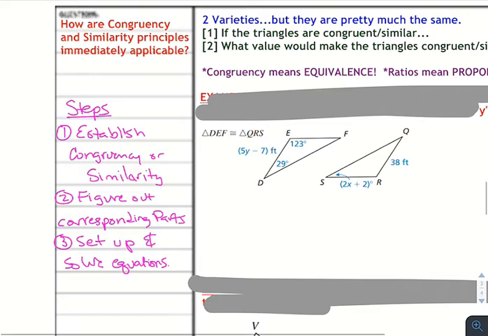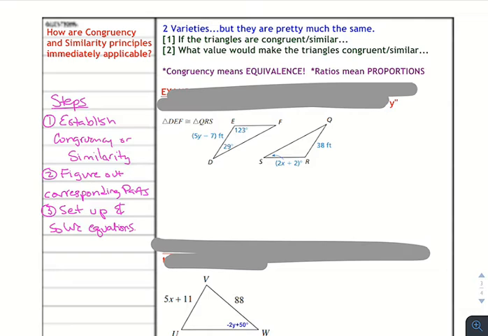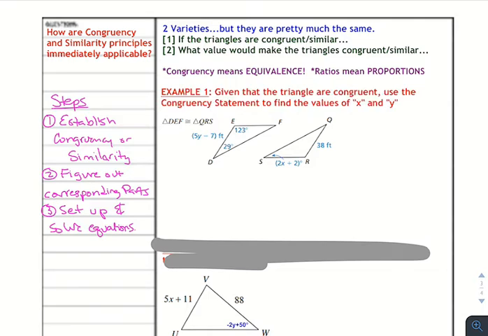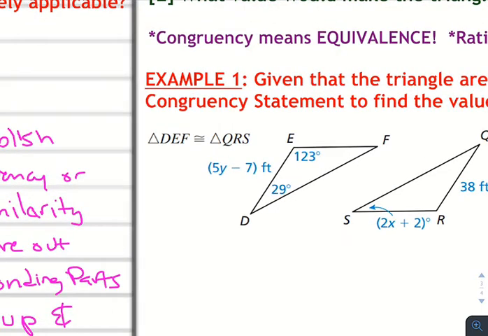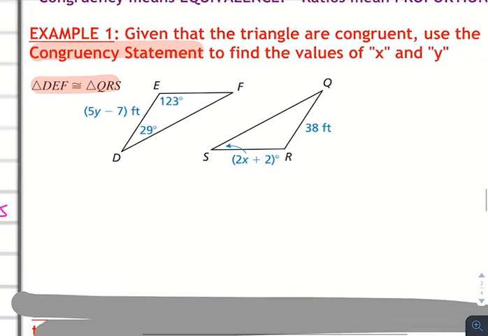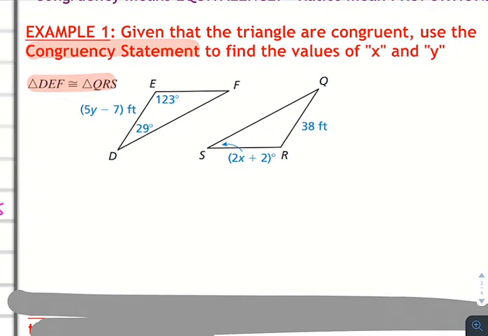But the best thing we can do is just jump into a couple examples, so let's get to it. The first question: given that the triangles are congruent, use a congruency statement and find the values of x and y. Let's establish first thing, our congruency statement is actually right here. That's a really important part of this. We can't always assume the triangles are going to be congruent or that they're going to fit and correspond the way we expect them to. So having a congruency statement becomes super important.